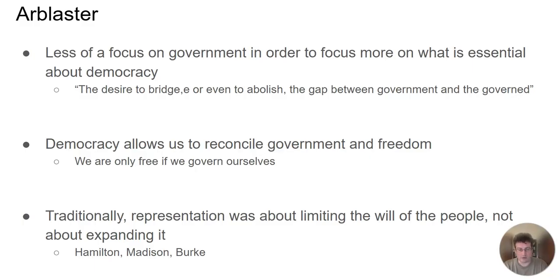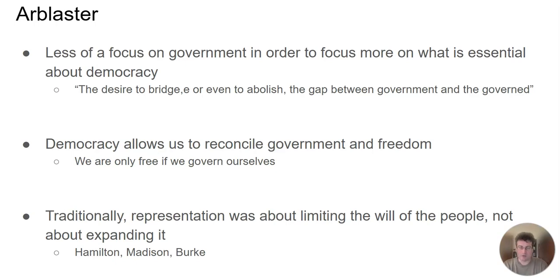And importantly, what he notes here is traditionally representation was designed as a way to limit the will of the people, not expand the will of the people, right? When you read Hamilton and Madison and the Federalist Papers and they talk about representation, it's not because they want to make sure that the voices of the people are heard as much as possible. It's that they want to limit the voices of the people, right? To make sure that the voices are heard, but only in small doses, right? So if we focus on representation as our key metric for democracy, what Arblaster is saying is we're actually focusing on something that was designed to limit democracy, right? Limit the voice of the people, right?